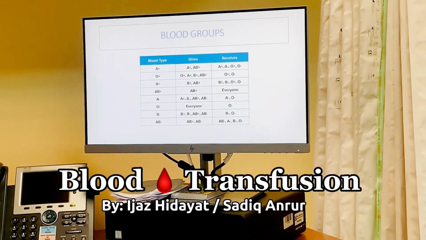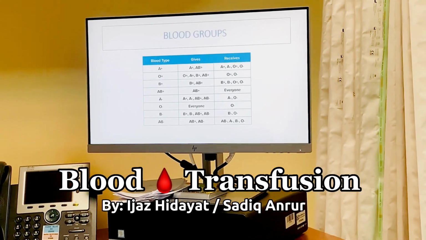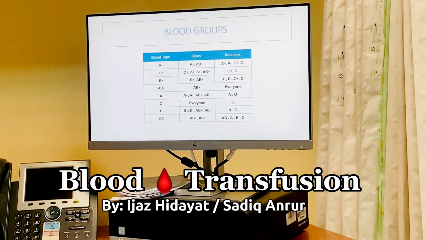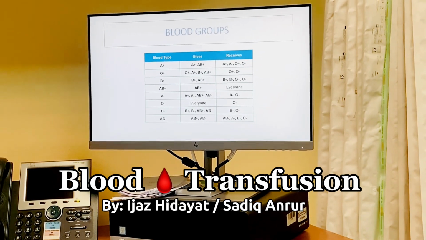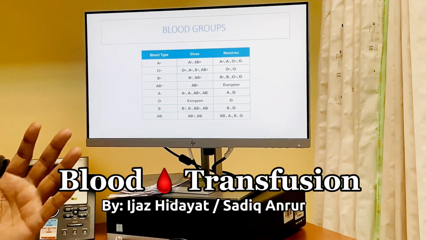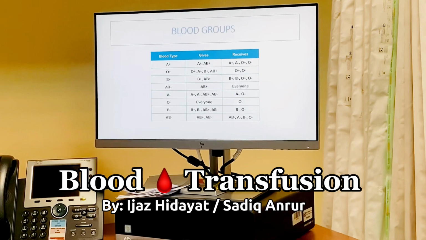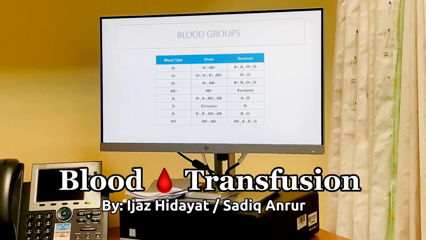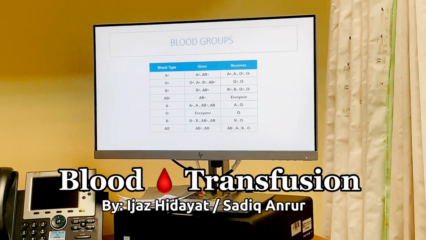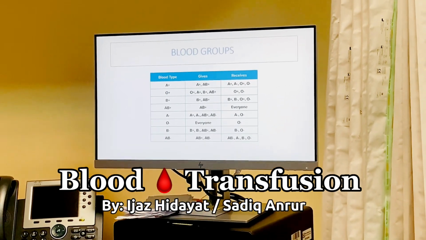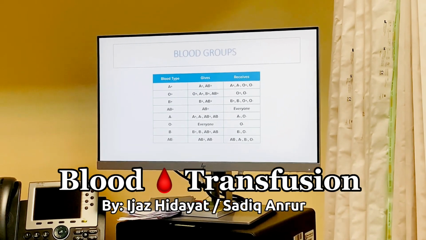So ABO is the blood group. Blood can be A positive, B positive, A negative. Why do we say A positive, A negative, B positive or B negative? It's about the RH system. If the RH factor is present, it means positive. If the RH factor is absent, it's negative.